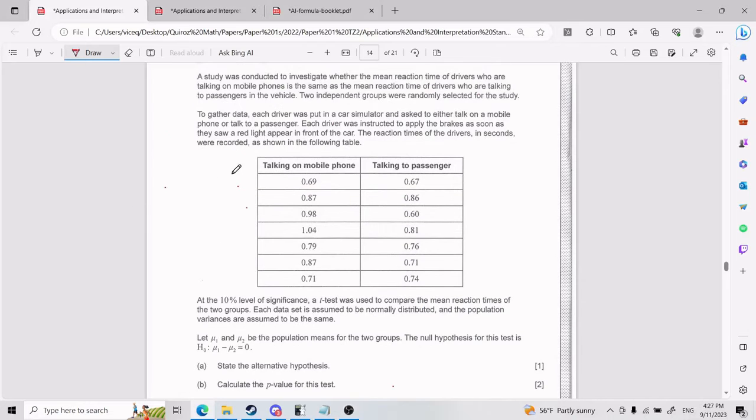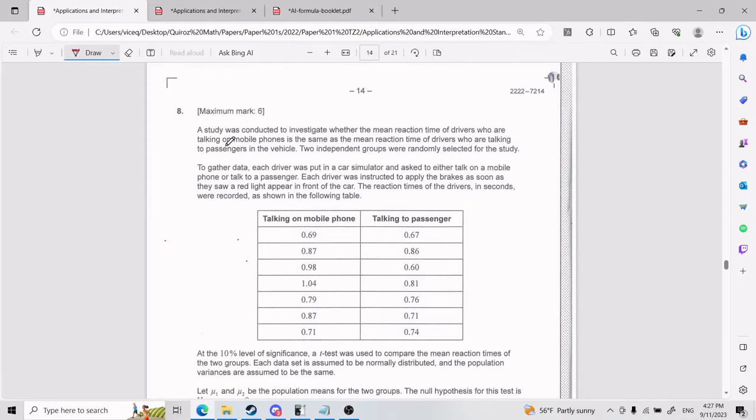All right, so we have that for number 8. A study was conducted to investigate whether the mean reaction time of drivers who are talking on mobile phones is the same as the mean reaction time of drivers who are talking to passengers in the vehicle. Okay, so we have two things: the mean reaction time of drivers who are talking on their phone, and the mean reaction time of drivers who are talking to passengers in the same vehicle. Two independent groups were randomly selected for the study.